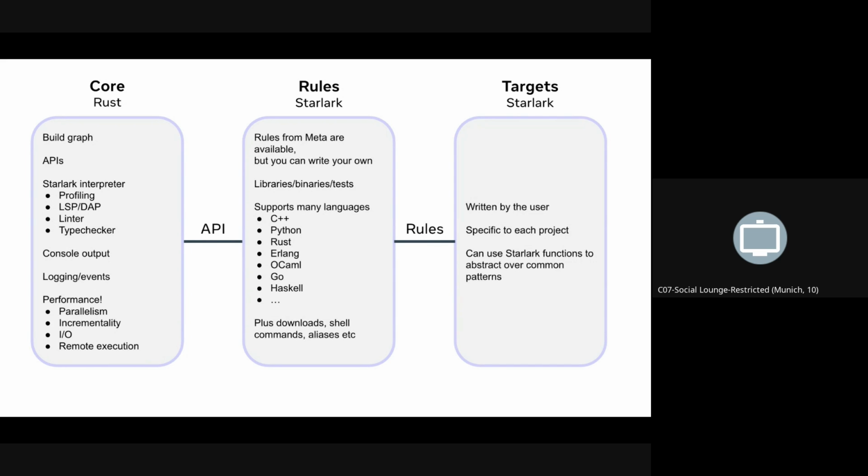And then coming over to the final slide on the left, the core of Buck2 is a Buck2 binary written in Rust. It provides the APIs which the rules use. It provides a Starlark interpreter, which is also available as a separate open source library. And we've spent a lot of time trying to improve the developer experience for Starlark, particularly our version of Starlark, with things like profiling, LSP, debugger support, linter, type checker. Statically typed Starlark is a thing, and we have it. It's great. We have a library for console output, again, a separate open source library. And the core is also responsible for a lot of the performance work that we've done.